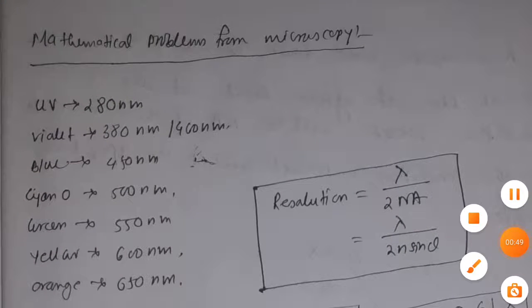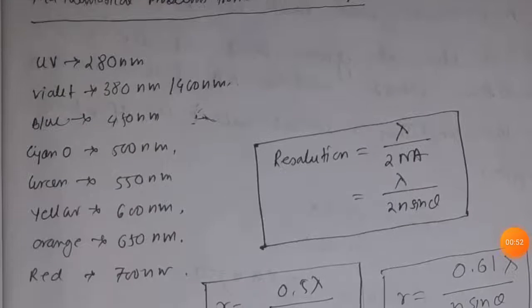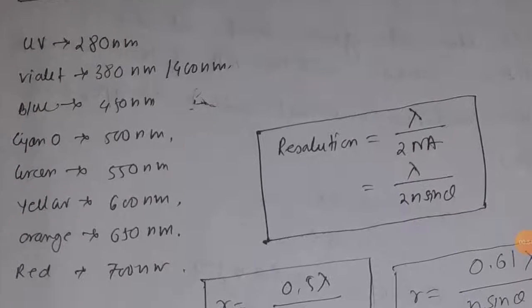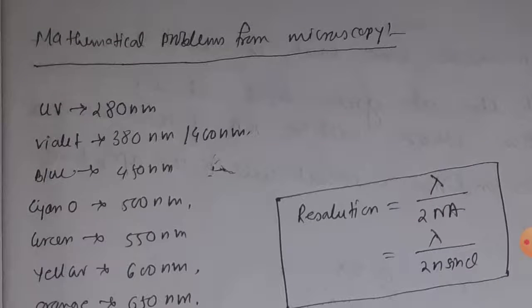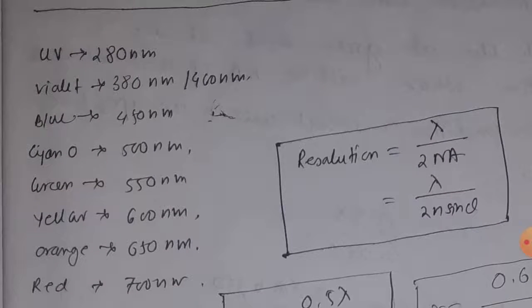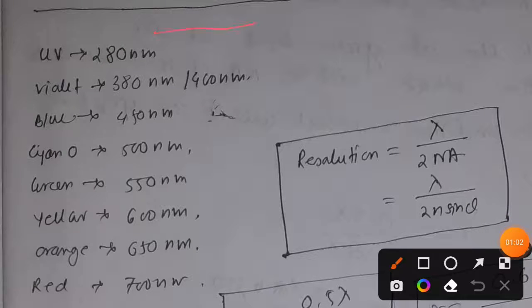Remember, as bright field microscopy is in our syllabus, where we are using the visible light source for illumination, it is necessary to remember the range of wavelengths of all the visible lights. UV is 280 nanometer. It is also important from the spectroscopy perspective, so I have mentioned it here. And then the VIBGYOR. Here I have mentioned all the important ones.